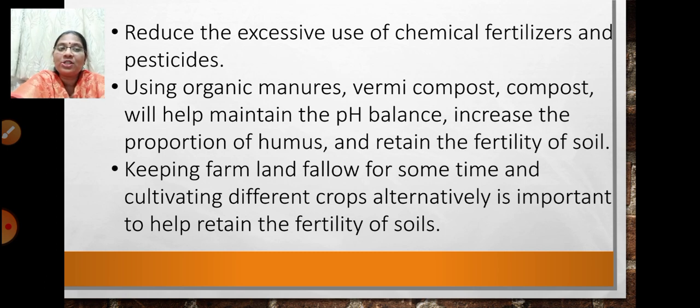So I hope you have understood this lesson. With this, we finish our lesson. In the next part, we'll revise the full lesson in brief once again from the beginning, from the factors responsible for soil formation, then the different types of soils we learned, and also we learned about soil degradation, soil erosion, and also how to stop soil erosion and soil degradation. So we'll be doing a revision of the lesson once again.